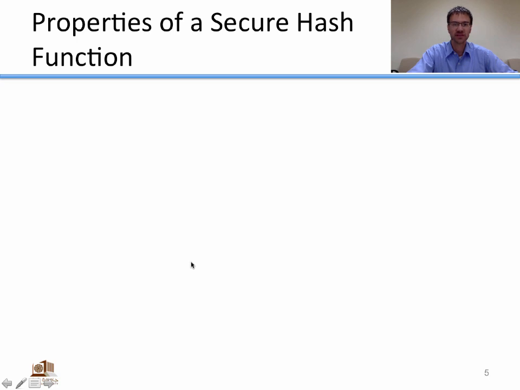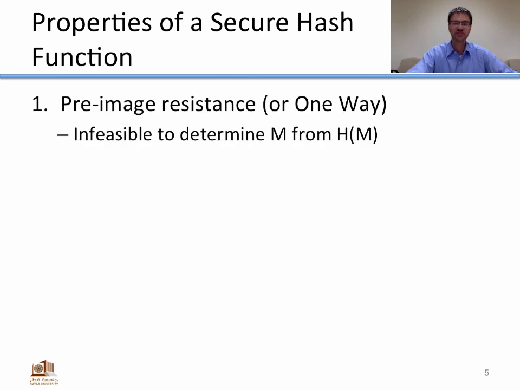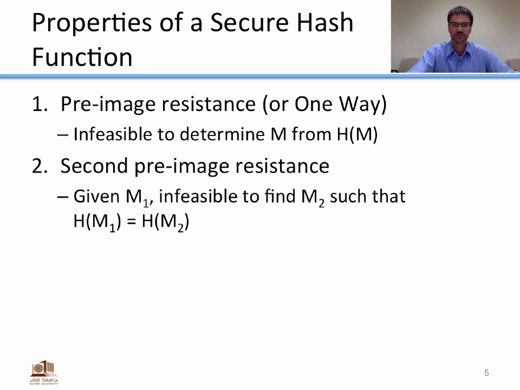Let's look at some properties of a secure hash function. If we're going to use a hash function for security, it has to have some special properties. The first is called pre-image resistance, or it needs to be one way. That means it's infeasible to determine the original message if you're given a hash. So it's infeasible to determine M from a hash of M. If I hash something and I give you the hash, you're not able to take that hash and go backwards to find a message that has that hash.